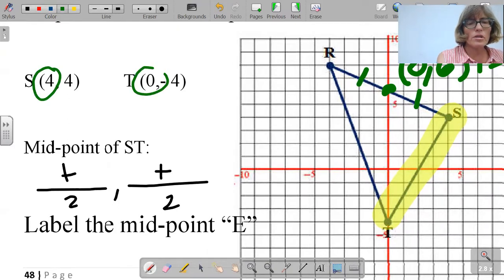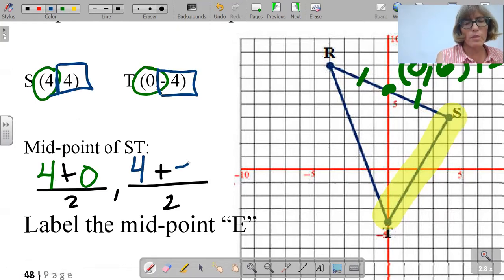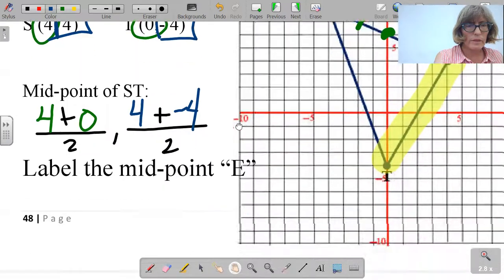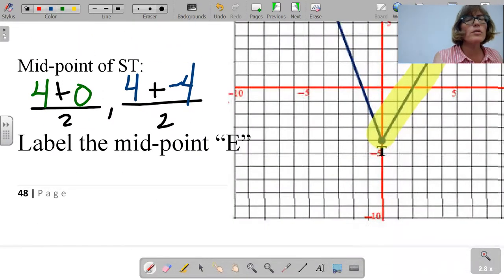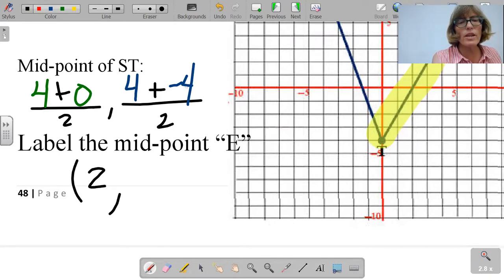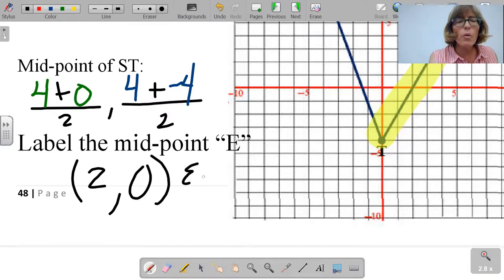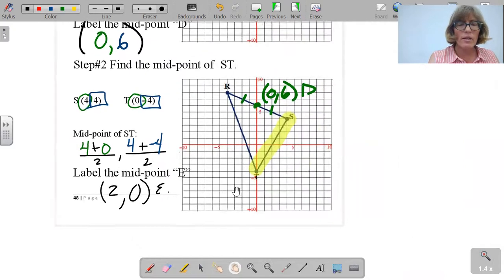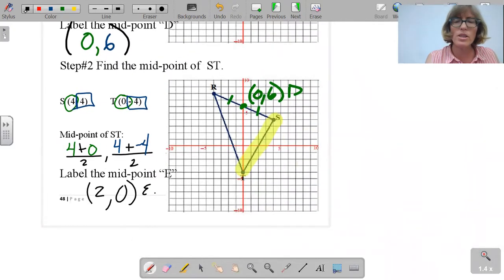Add the x's. Divide by 2. Add the y's. Divide by 2. 4 plus 0 is 4 divided by 2. That's going to be 2. 4 plus -4 is 0. 0 over 2 is 0. So this is midpoint E. We just proved mathematically that the midpoint of ST is E, and it is at 2, 0.